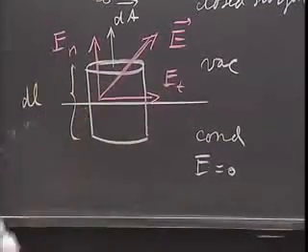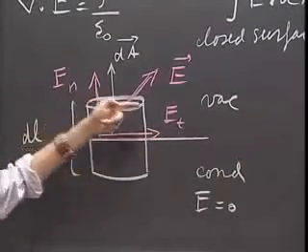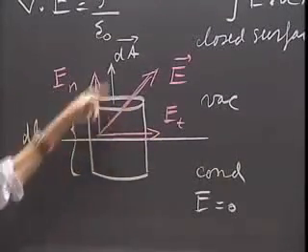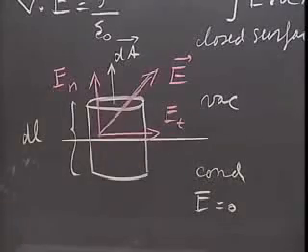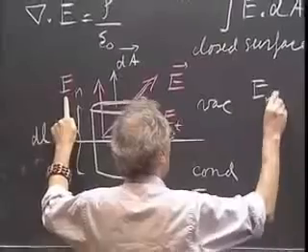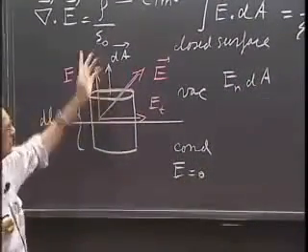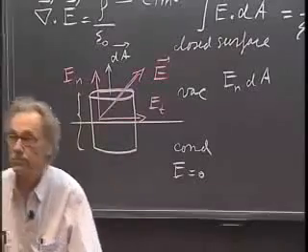This surface here, only E of n contributes, because E of t is in the plane, so the dot product between this vector and this vector is 0. So I get as my first contribution E of n times dA. That is the flux leaving that surface.